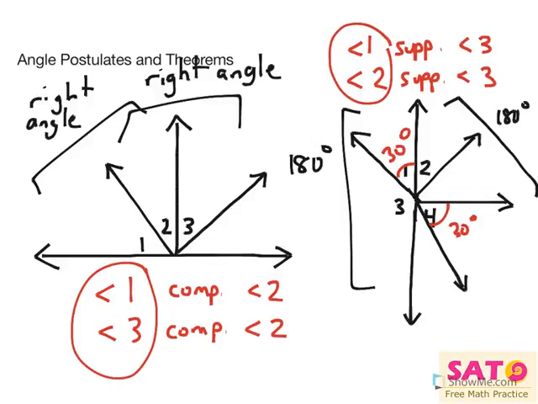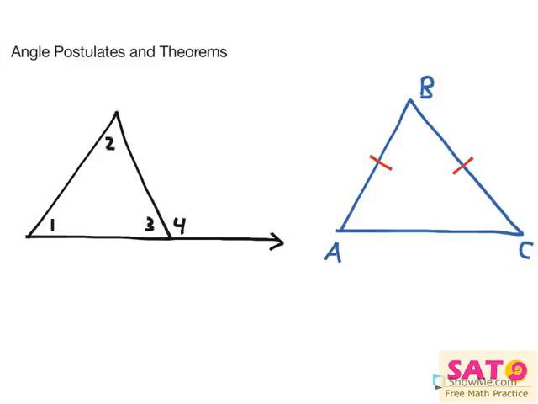You'll know if there's a vertical angle when two lines cross. So let's say this line and that line. If they cross, then the angles that are opposite from each other are vertical angles, such as those two. Alright, now let's talk about theorems and postulates with angles in triangles. So right here we have two triangles.